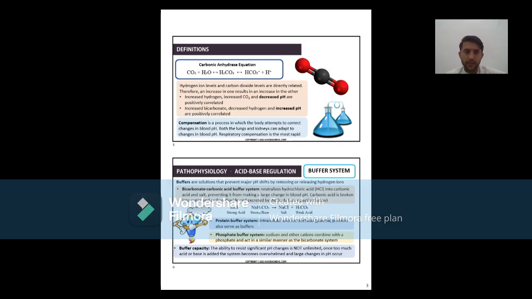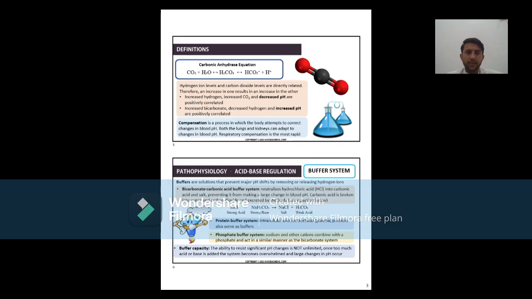If we talk about the extracellular protein, this is albumin. It is the major extracellular protein buffer, along with plasma globulin. It functions to buffer changes in the blood and extracellular fluid. It contributes to the body's overall acid-base balance, though less effectively than intracellular protein. If we talk about the phosphate buffer system, sodium and other cations combine with phosphate and act in a similar manner to the bicarbonate system.